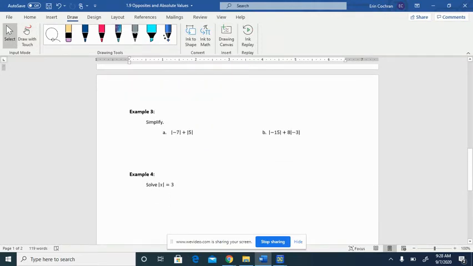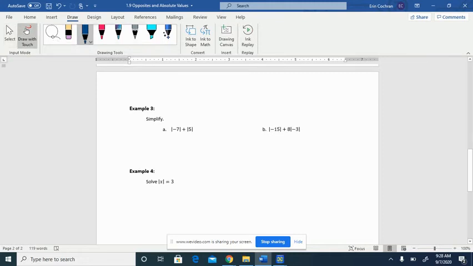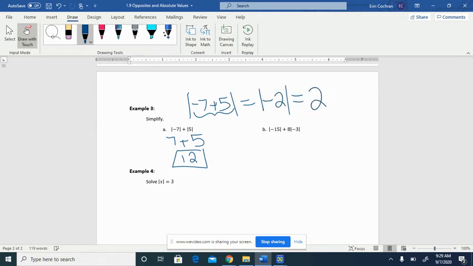All right, so simplify. We're looking at the absolute value of -7 plus the absolute value of 5. The absolute value of -7 is 7 units away from 0, so it's 7, plus the absolute value of 5 is 5 units away. So 7 plus 5 is 12. Now, if this was the absolute value of -7 plus 5, since the addition problem is inside the absolute value, we do that first. So -7 plus 5 is -2, and the absolute value of -2 is 2.